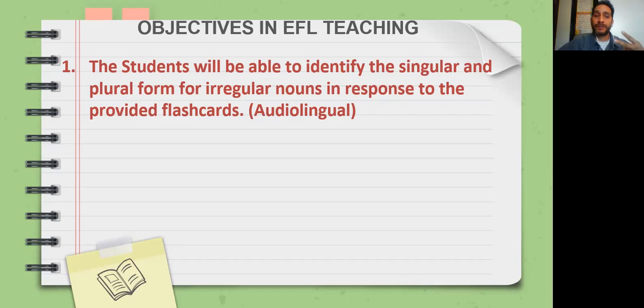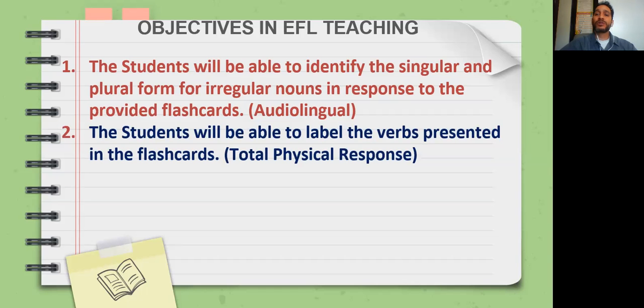Now, for the second objective, the students will be able to label the verbs presented in the flashcard. And this time, the total physical response is the method of usage. In this case, since it's identifying verbs, verb indicates action. So what a better method to use than the total physical response, where learners use their body movements to support learning. In this case, the activity will be to present them with imperative drillings.